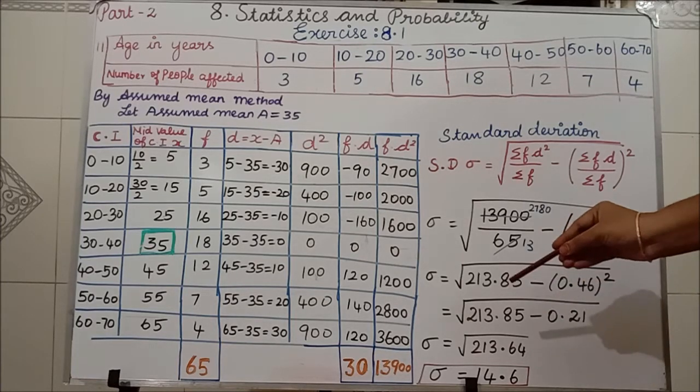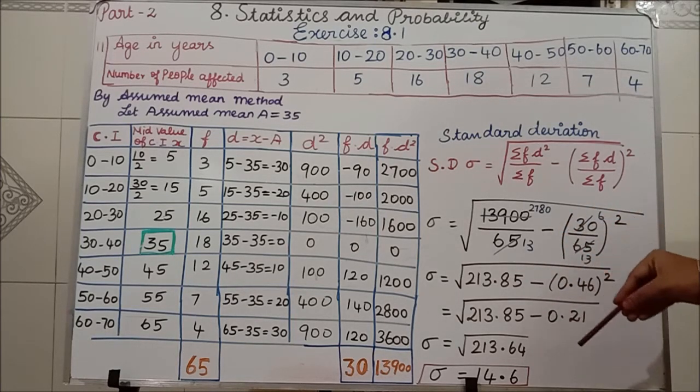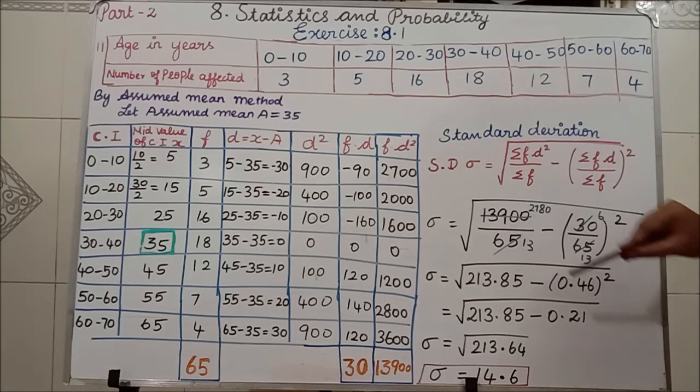So I have written sigma is equal to 14.6. Sigma means what? Standard deviation. S.D. we will write. Isn't it? Students, this calculation, how to take the square root, everything I will teach now after erasing this. Now clear all of you this 11th question?